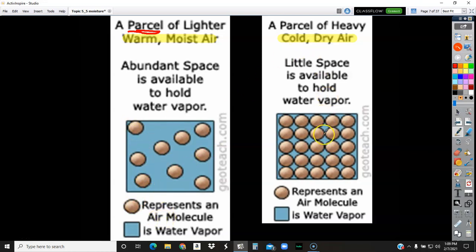Over here on the right, this would be a typical winter day, right? It's cold and dry. The molecules, the air molecules are closer together, and therefore, as it says here, only a little space is available to hold water vapor. And so you can't fit as much water in between cold air molecules. So cold air tends to be heavy and dry. Warm air tends to be moist and lighter.